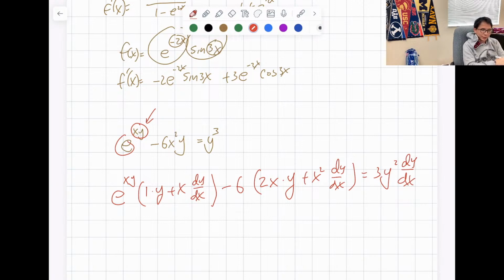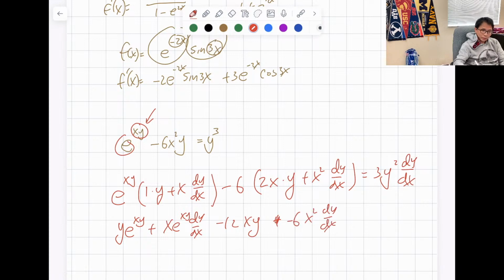There's another dy/dx in the back. So now it's going to be y e^(xy) plus x e^(xy) dy/dx. You've got to distribute. Minus 12xy plus minus 6x² dy/dx is equal to 3y² dy/dx.